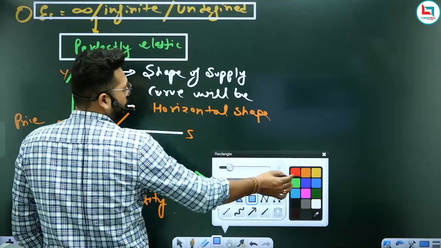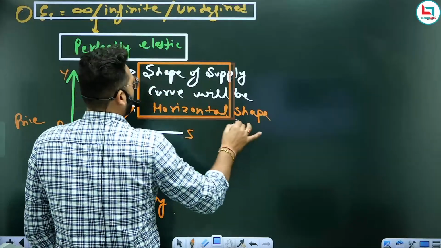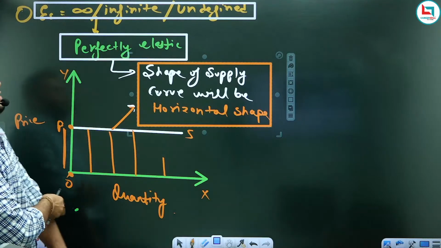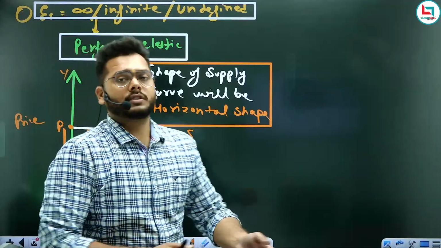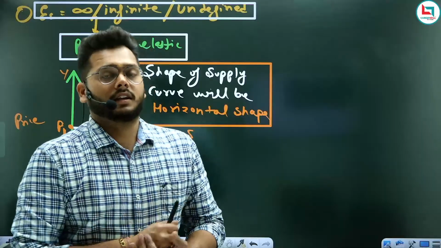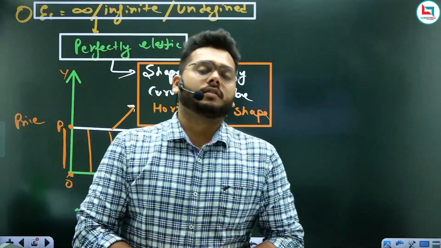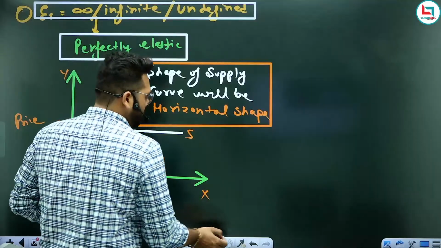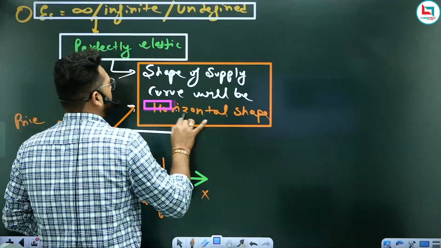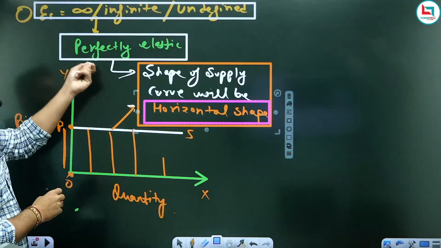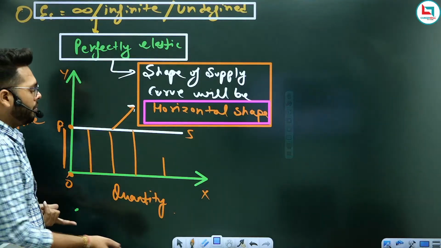Have you got my point or not? That question may be asked in your exam: what is the shape of the supply curve in perfectly elastic? So what will the answer be? The shape of the supply curve will be horizontal in shape at the time of perfectly elastic. So what do you mean to say, sir?